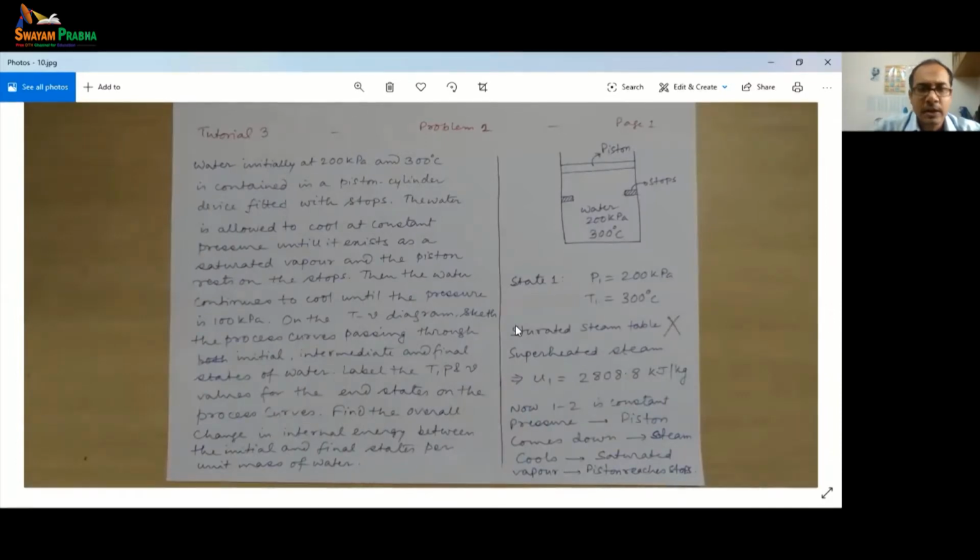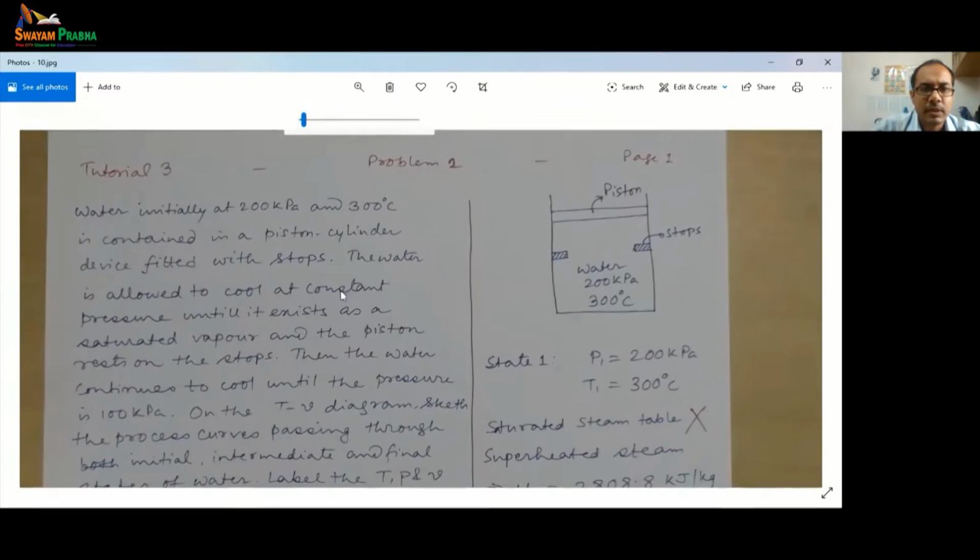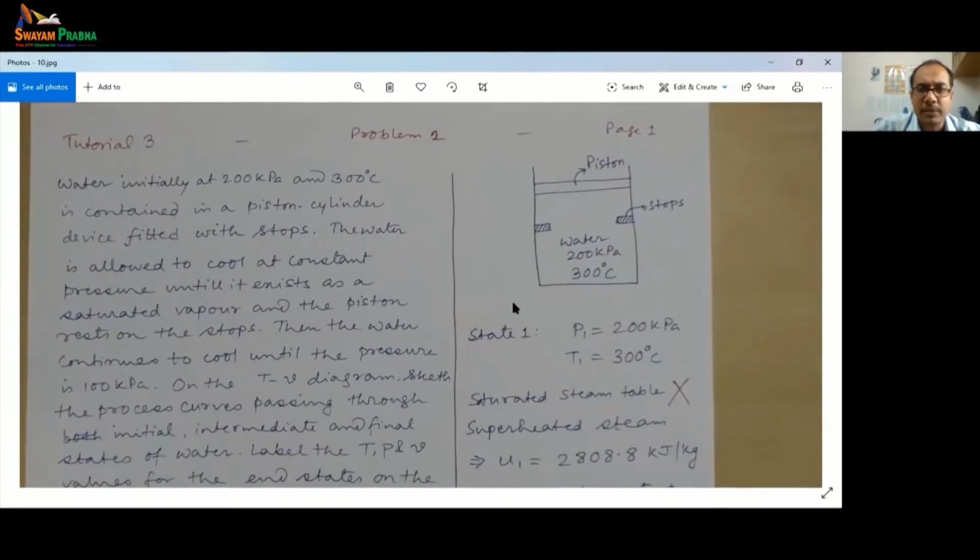Okay, where it is asked that water initially at 200 kPa and 300 degrees centigrade is contained. Let me zoom this a little bit so that you can see. So this is a piston cylinder arrangement where initially 200 kPa, 300 degrees centigrade water is contained. Okay, and this piston cylinder arrangement is fitted with stops. That means if pressure is such that the piston comes down, it cannot come down below these stops. Okay, here it comes and stays at the same position.